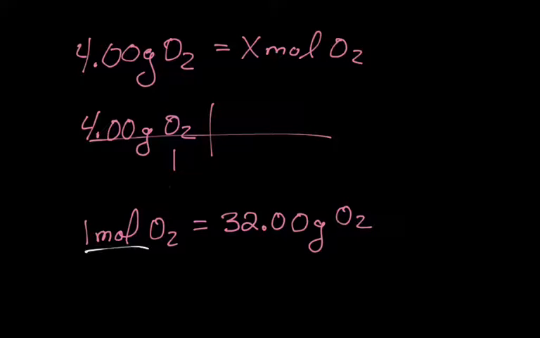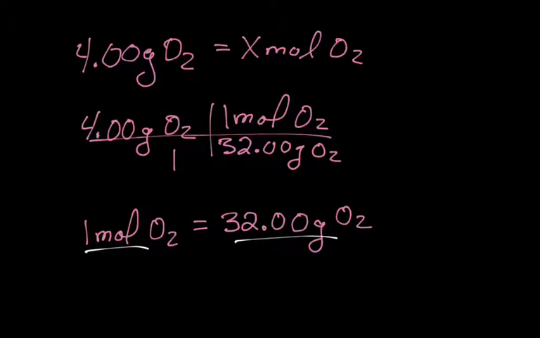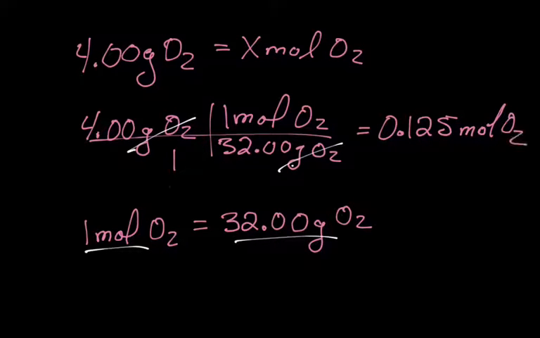Okay, so now we need to take these 2, put them in our grid, setting them up so our units cancel out, which puts our mass at the bottom again, and our mole at the top, and grams O2 crosses out grams O2. So when we multiply and divide, we're going to end up with 3 sig figs, and if I did this correctly, I got 0.125 mole of O2. And this number can go in our grid for the O2 section.